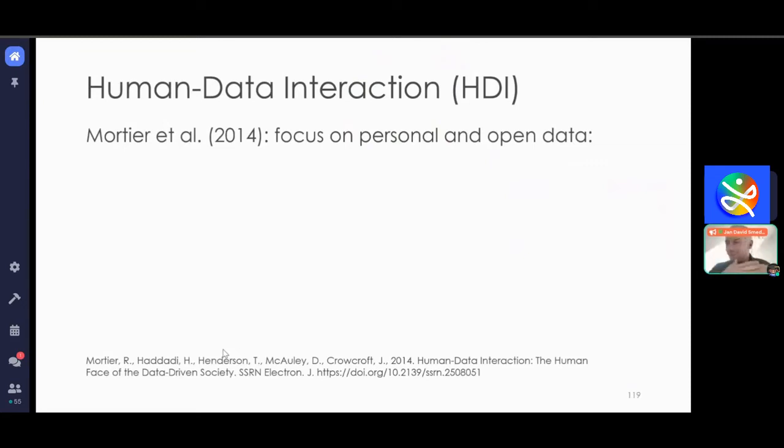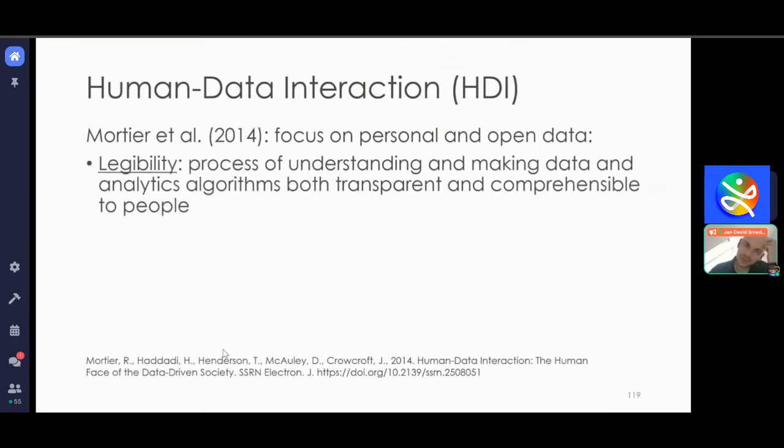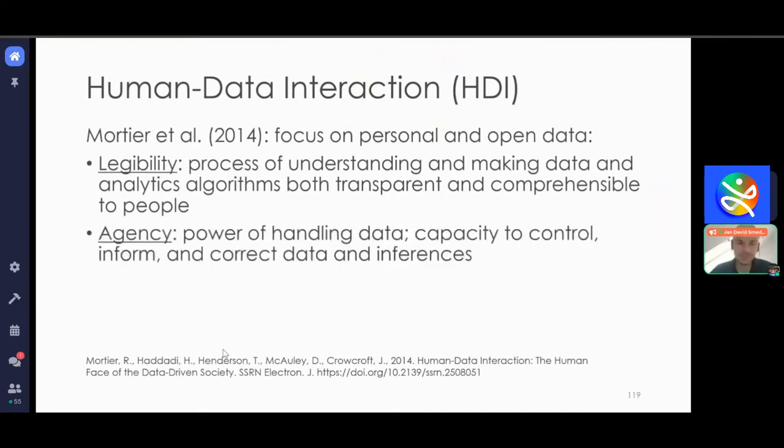Again, this is a super short excerpt from a longer lecture series, but there's an emerging field here as well, human data interaction, defined by Mortier et al. in 2014, with a focus on personal and open data. It establishes important key concepts such as legibility, the process of understanding and making data and analytics algorithms both transparent and comprehensible to people. So you see there's a very close link to explainability that we'll get to in a second. Agency, the power of handling data, the capacity to control, inform, and correct data and inferences.